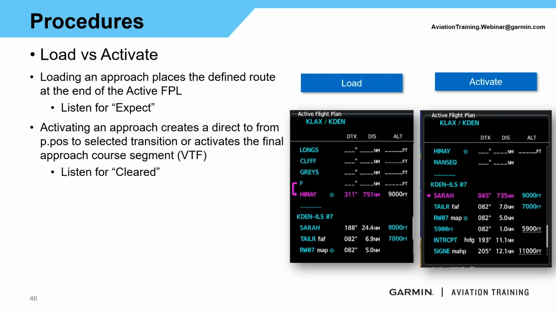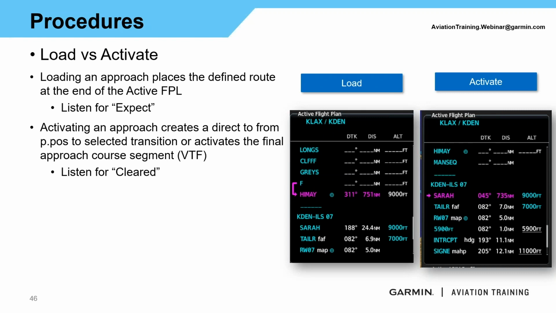So now that begs the question, do I have to activate the approach? Is that a required thing? And the answer is absolutely not. The question to you is, how do I need to get there? Did they clear me direct to Sarah? If they say proceed direct to Sarah, cleared for the ILS 7, I'm going to highlight Sarah, press the direct to key, and press enter, enter. I will navigate to Sarah, and the approach is quote unquote active. It is not different. Creating a direct to and pressing activate in that case is the exact same thing. You do not get any additional benefit by pressing activate.